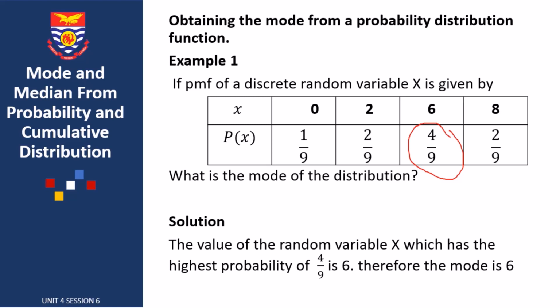So the mode of a discrete random variable is defined as the value of the random variable which has the highest probability of occurrence. In this case, our mode here is 6, because 6 from the random variable has the highest probability, that's 4/9. Hence the mode is 6.